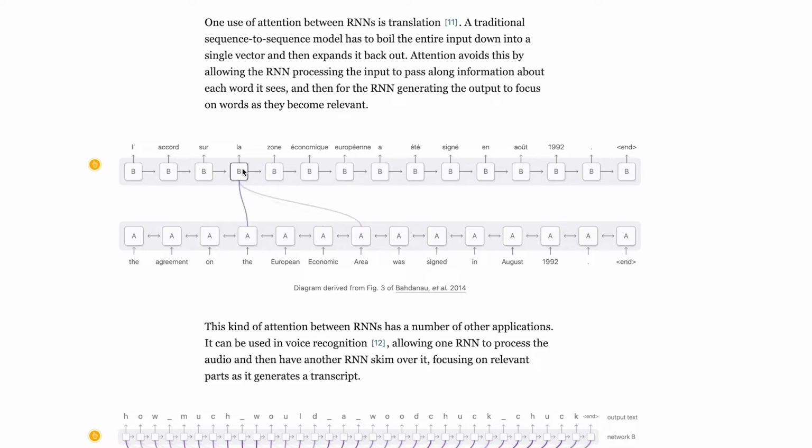For example, the word la, the French article, is depending on the noun. So it's not just relating to the word the, but also to area, because depending on the gender of the noun, we have to use a different article in French. So we can see all of these nice interactions between words in our input sequence and words in our output sequence. And this is what attention is really all about. Tell me how things relate to each other.